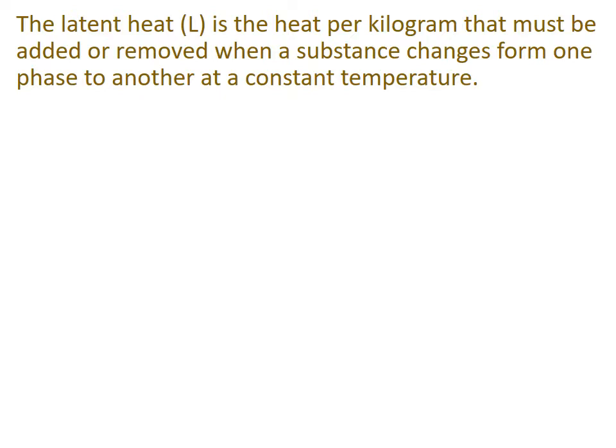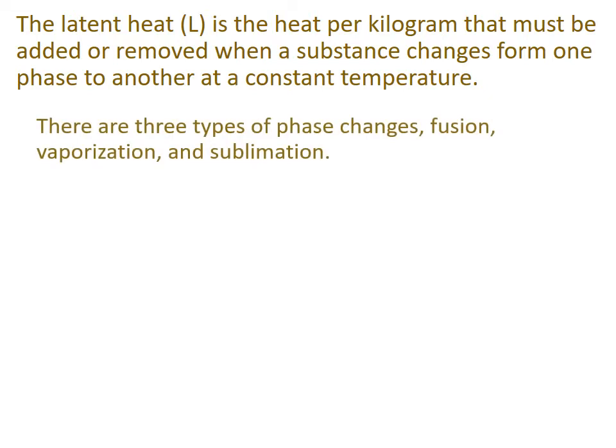The latent heat, symbolized by a capital L, is the heat per kilogram that must be added or removed when a substance changes from one phase to another at a constant temperature. There are three types of phase changes: fusion, vaporization, and sublimation.